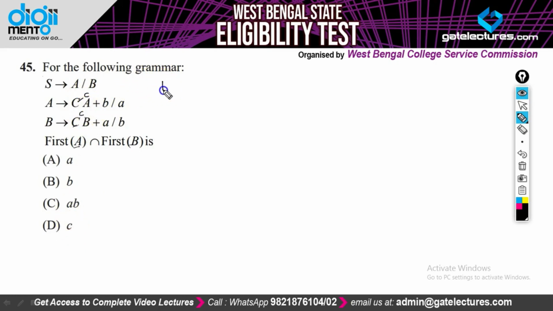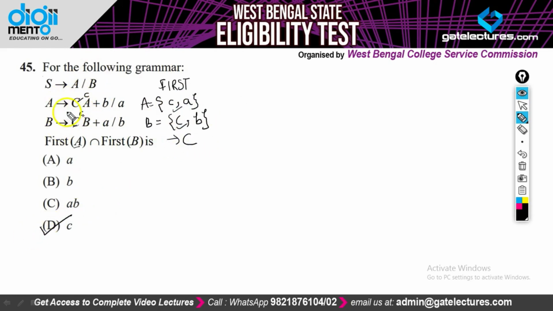So let's find out the first of these two non-terminal symbols. We know how to find the first. So first of A will be calculated as what? It will be terminal c and A. And if we find for B, it will be c and B. Now they have asked for the intersection of first of A and first of B, which is c, obviously. So the answer is c. So option D matches with it.